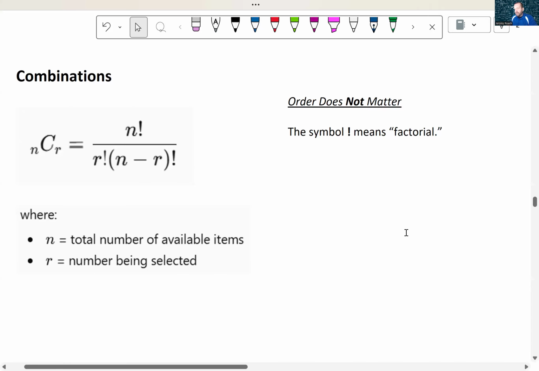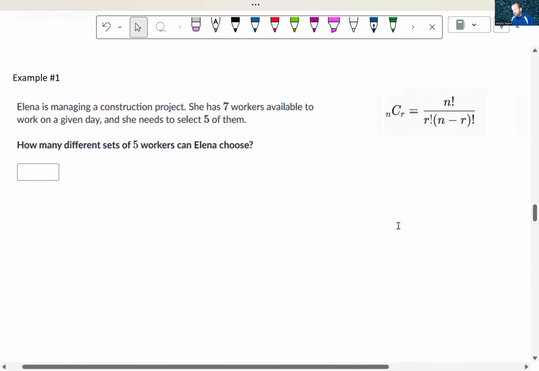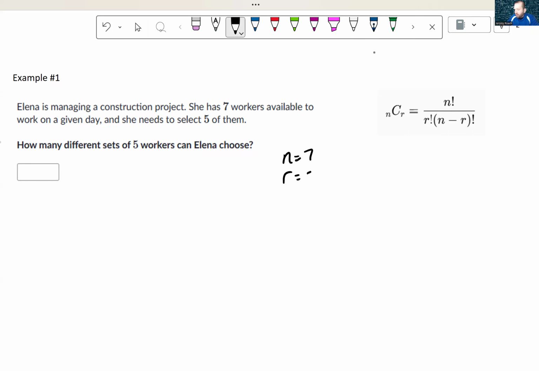All right, let's take a look at an example for this one. Elena is managing a construction project. She has 7 workers available to work on a given day, and she needs to select 5 of them. How many different sets of 5 workers can Elena choose? So 7 total, n equals 7. R is equal to 5. And so we're just going to write this as 7 choose 5.